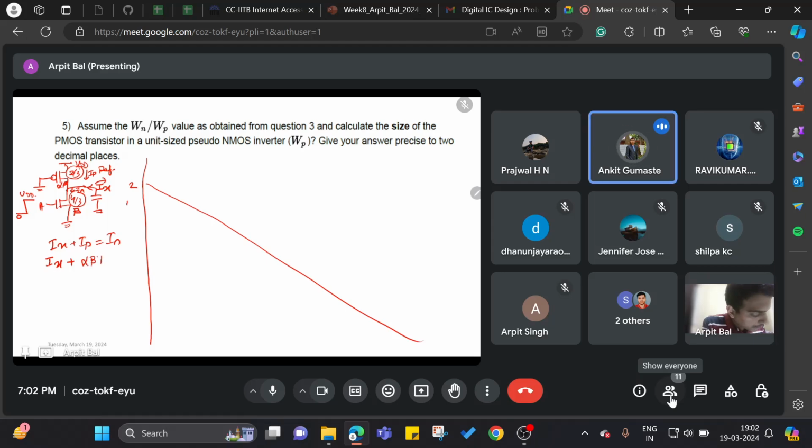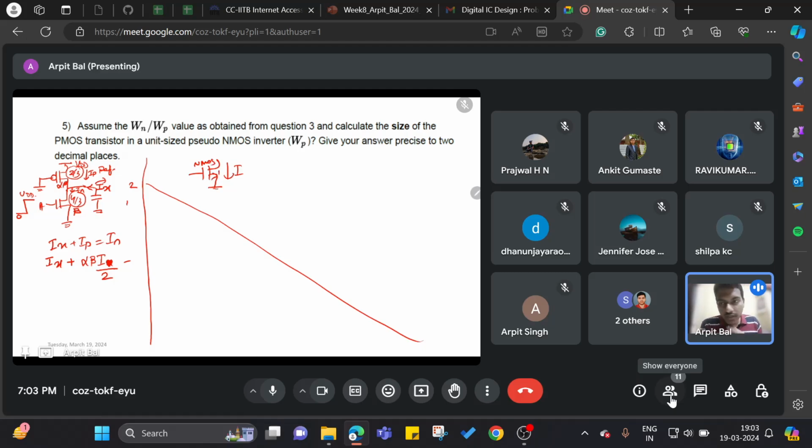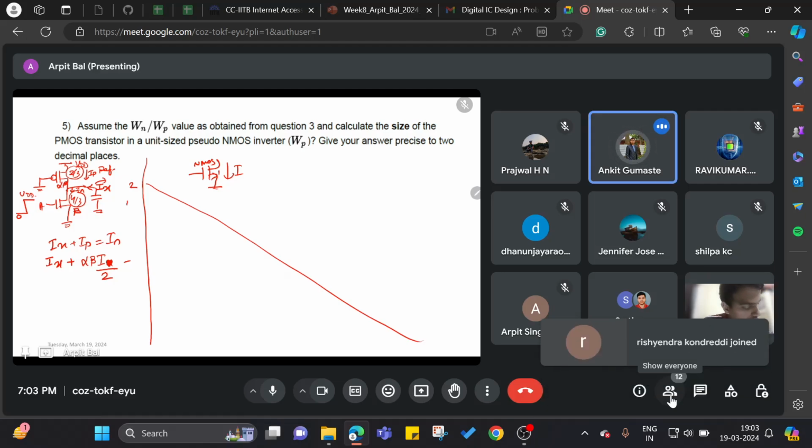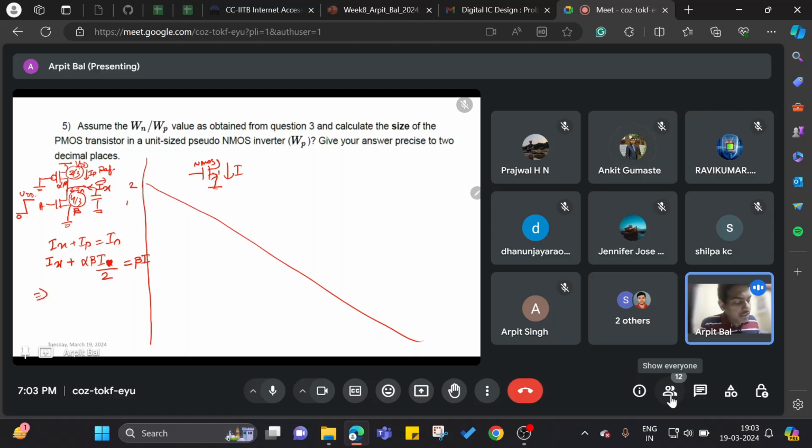Alpha beta times Ix by 2. So not Ix, it is actually I, and I represents... So what is my In? Will be I. Okay. And we mentioned it here itself that this Ix should be equal to I. Correct?